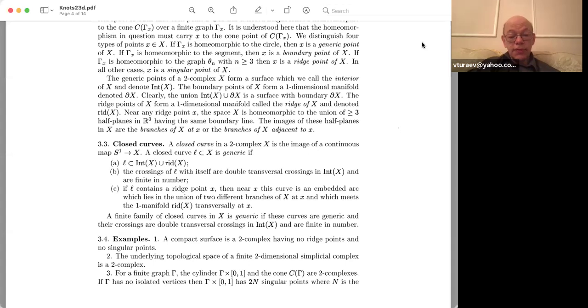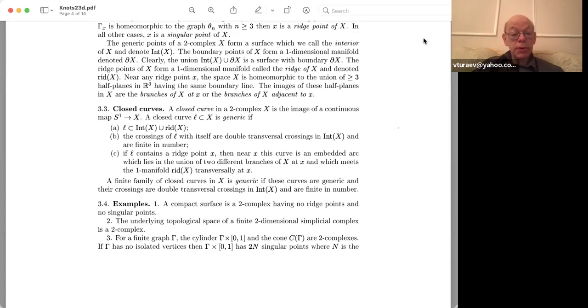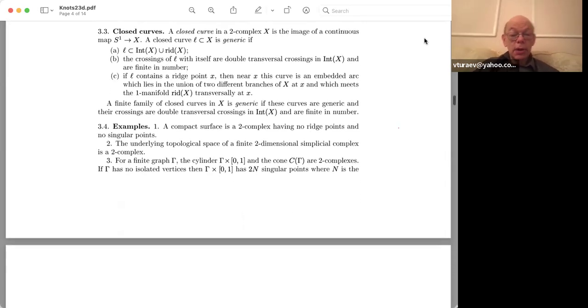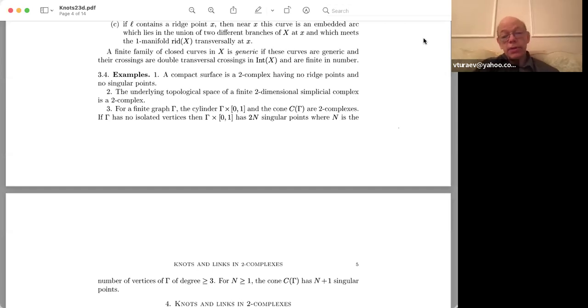So our closed curves, which represent knots, should lie in the union of those two, which means that they just avoid vertices. They lie everywhere they want, but not in vertices. Now, crossings are double transversal crossings, and they should lie in two-dimensional areas, so in the union of regions. Well, the point C, you don't have to look into that. This is simple to understand.